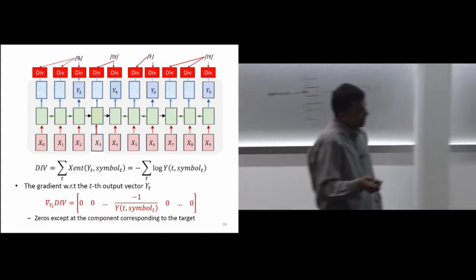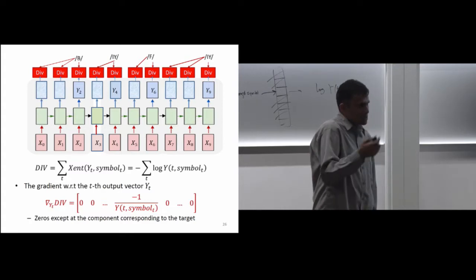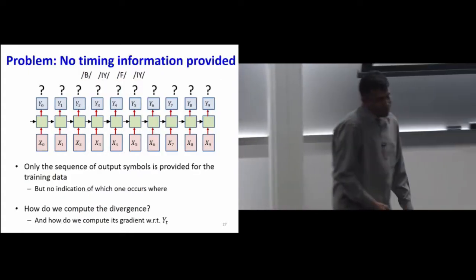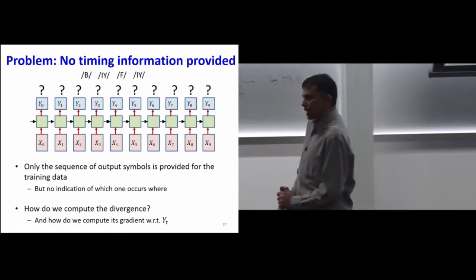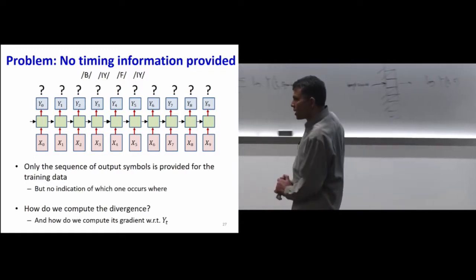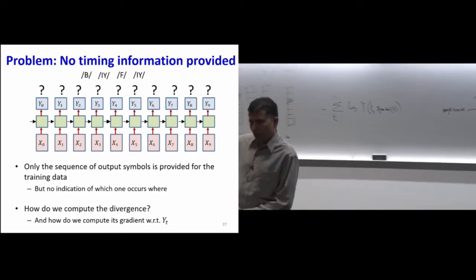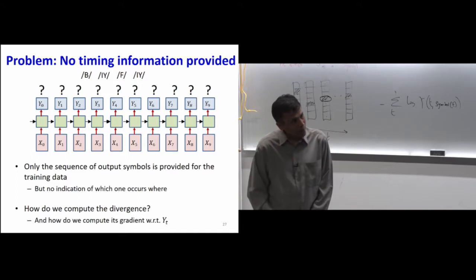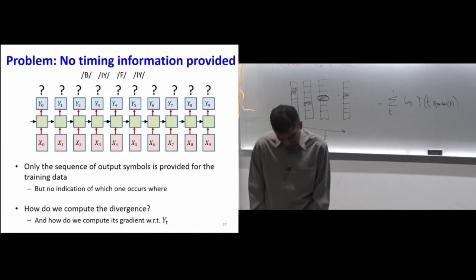You've already done this several times in your recitations, in your homeworks. We're just going over this because this matters, okay? So now, let's complicate the problem just a little bit more. Instead of giving you training data where I actually tell you exactly where each output is required, I just give you the sequence of outputs.